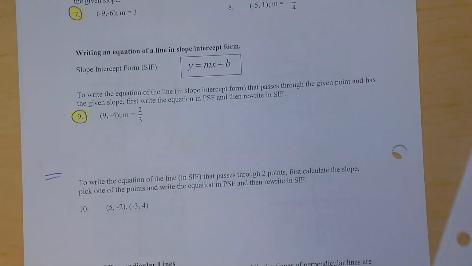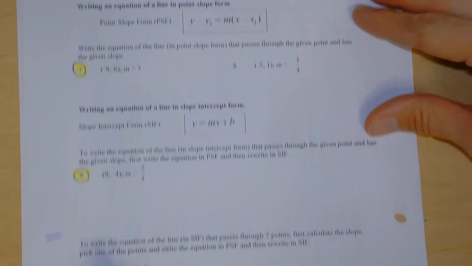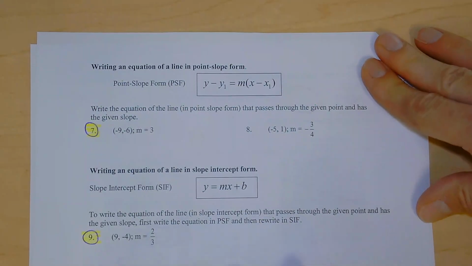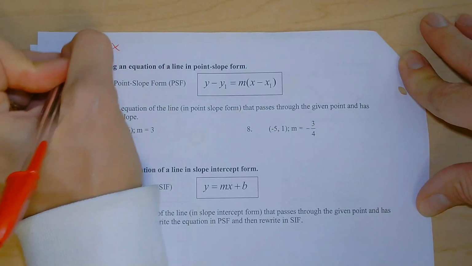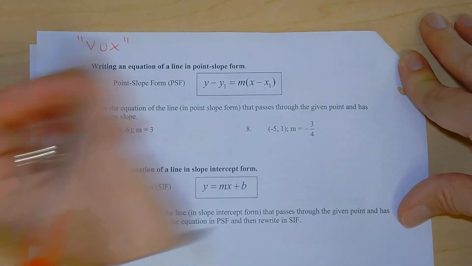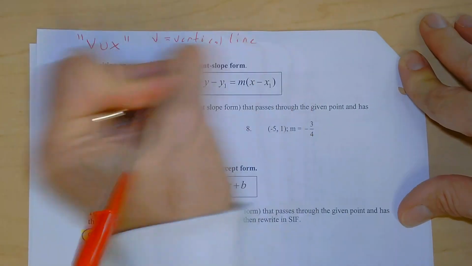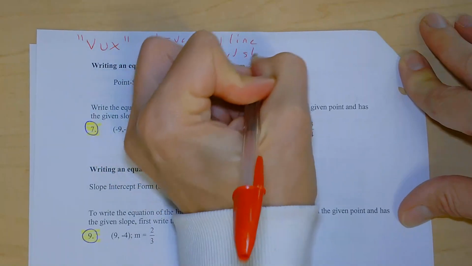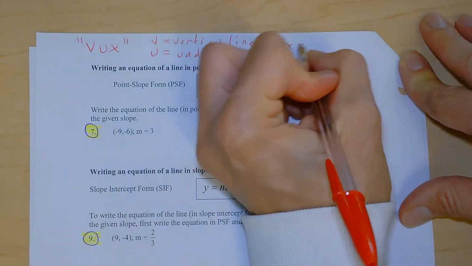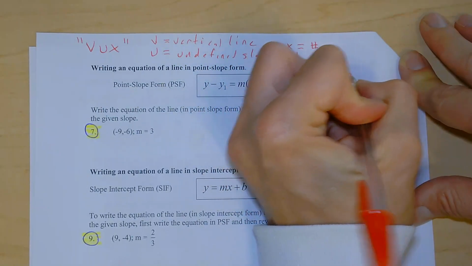Okay, so flip your page over. Now we're going to start writing equations of lines. Before we do that, though, since there wasn't a VUX on the front, let me tell you what VUX stands for, because you're going to see that in your vocab also. So VUX is an acronym that you can use for V is vertical line, U stands for undefined slope, and x equals a number is the equation of a vertical line.